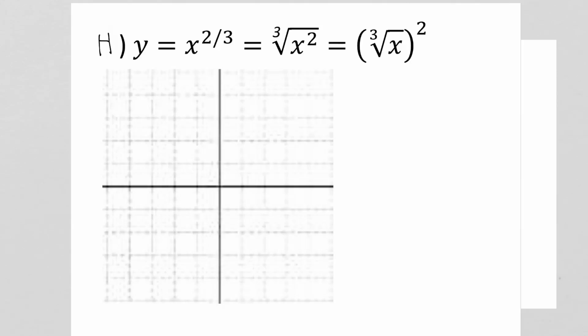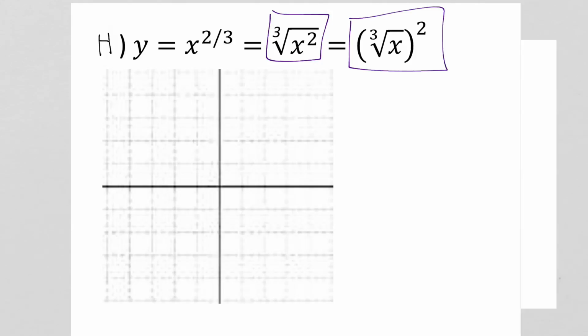x to the 2/3, the bird graph. Notice I've written it in this equivalent form, the cube root of x squared, and I've also written it in this equivalent form, the square of the cube root function. They are all equivalent, it doesn't matter which order you do it in, and for that very reason, you should choose the order that makes more sense to you, that's easier.